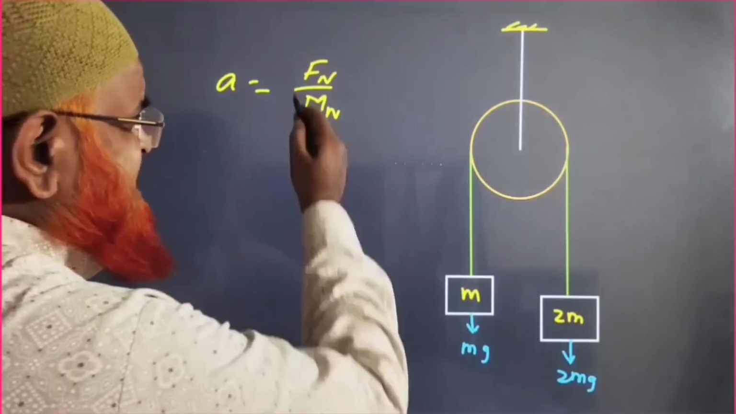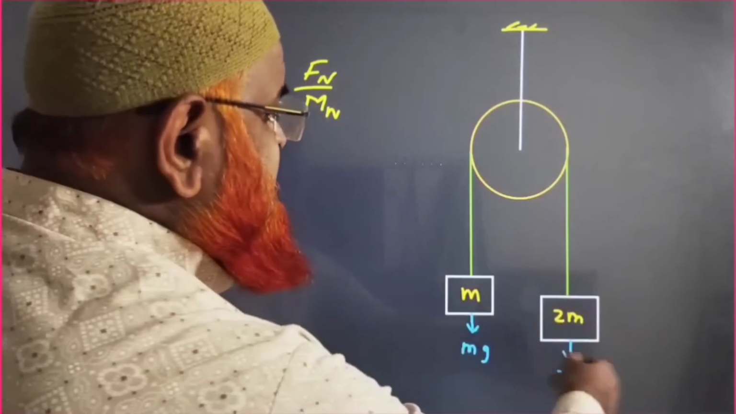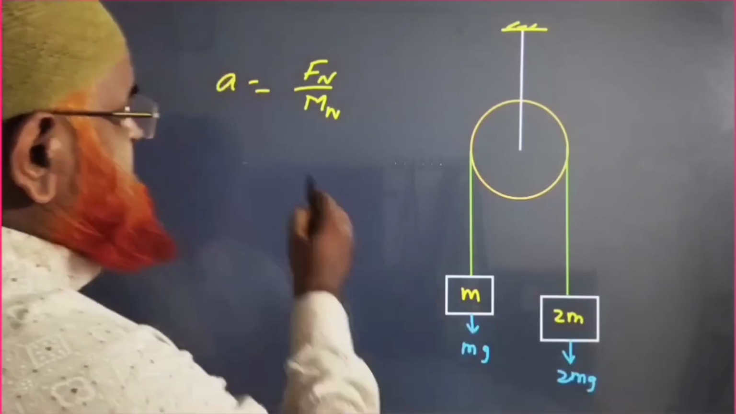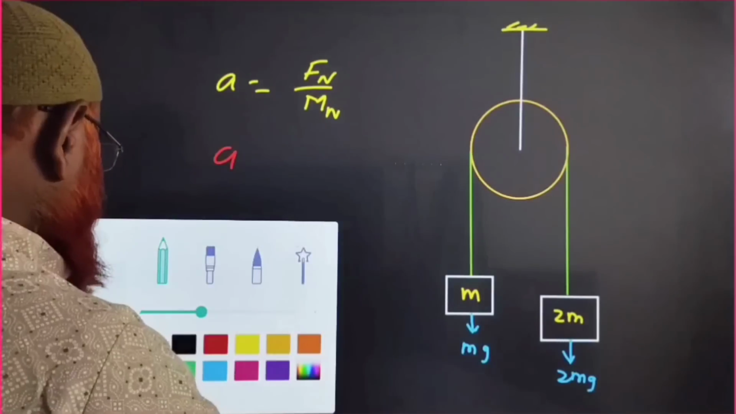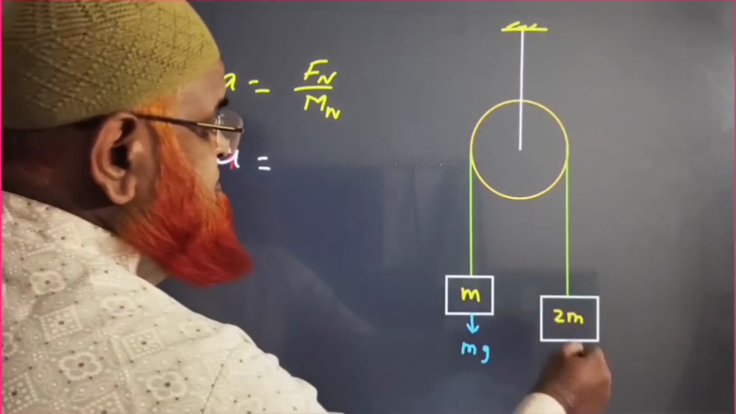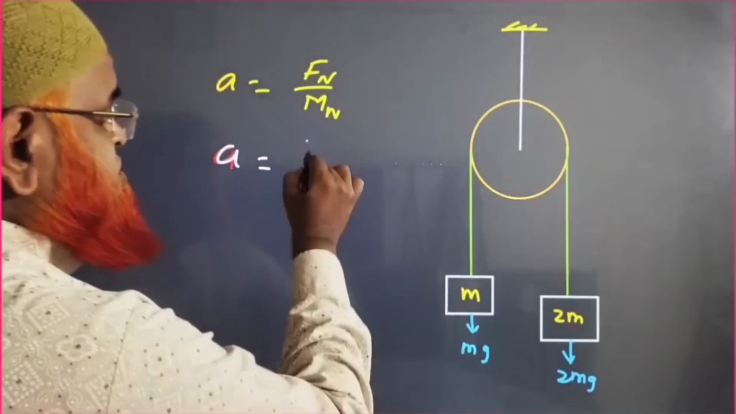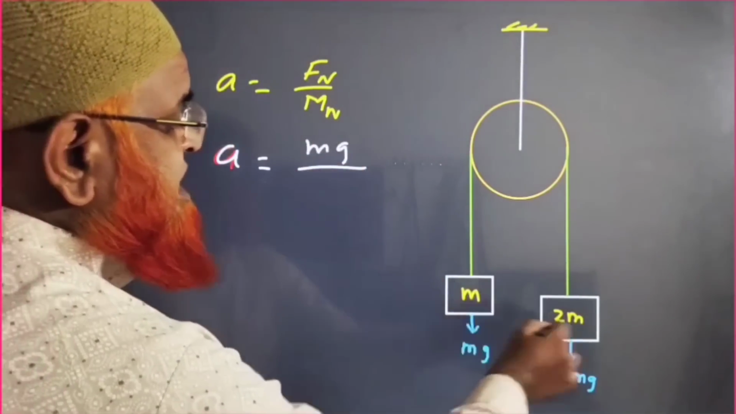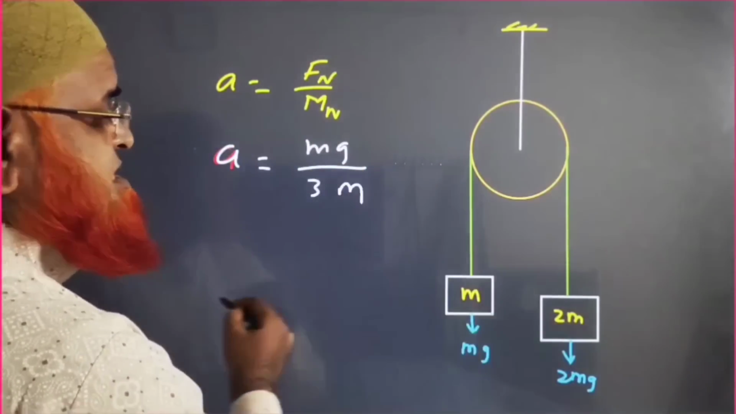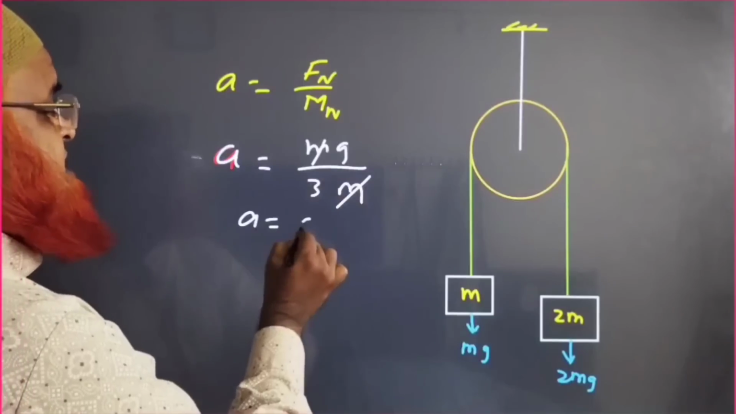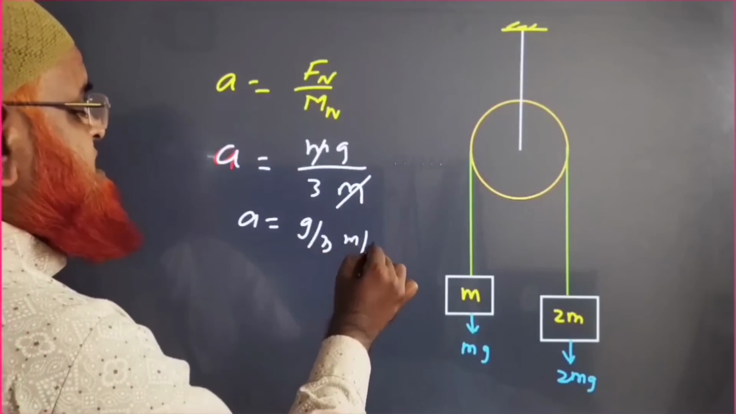Here, acceleration is nothing but net force by net mass. Net force is the difference in the forces. That is 2mg minus mg, which is mg, divided by the net mass, adding the two masses, 2m plus m, which is 3m. Therefore, acceleration is g by 3 meter per second square.